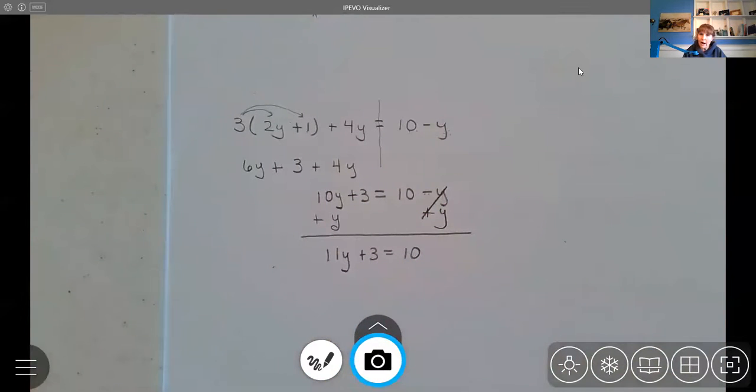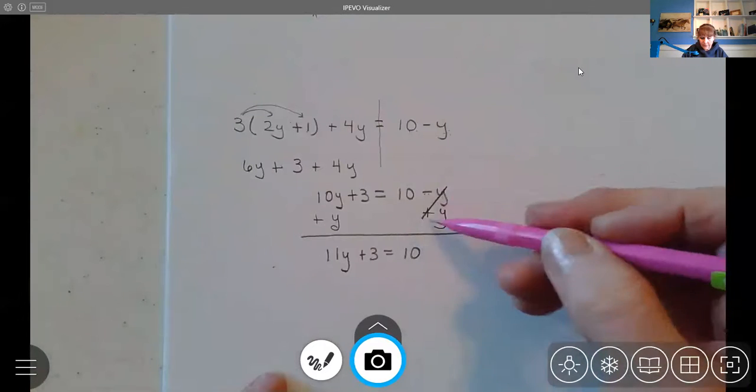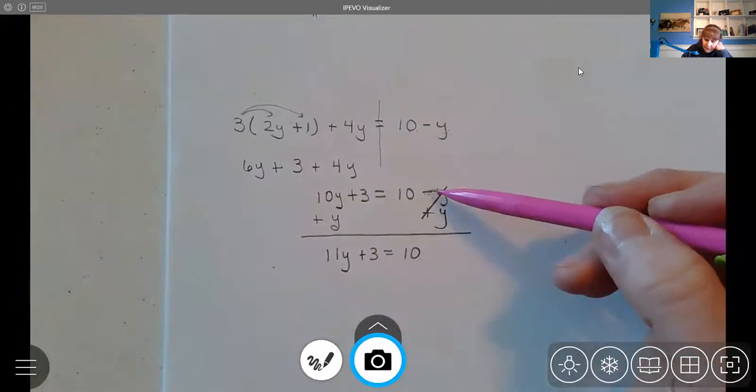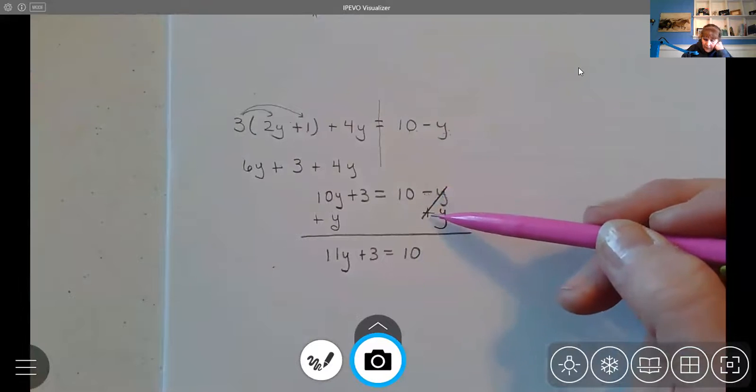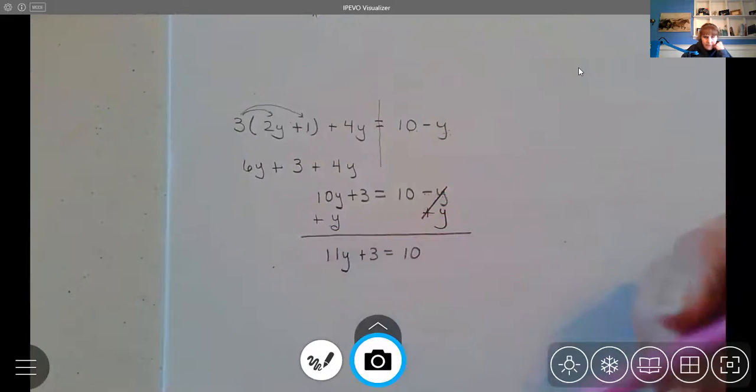So we now have 11 y's on the left, and we have no y's on the right-hand side. So you'll need to get your variables over to the left by getting rid of them, adding the opposite. If that had been a minus 2y, I would have had a plus 2y to both sides. All right, so just add the opposite.